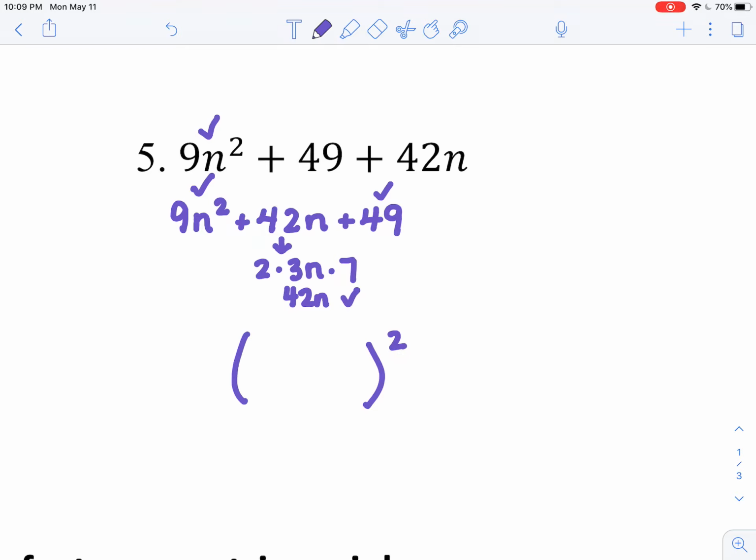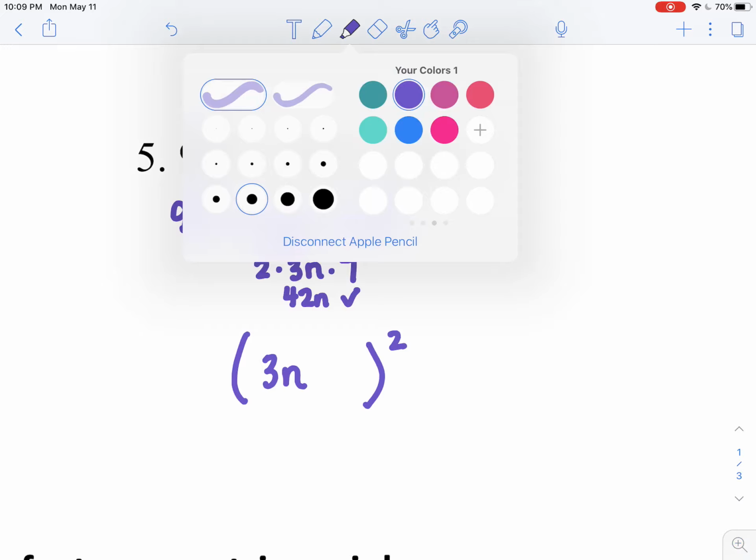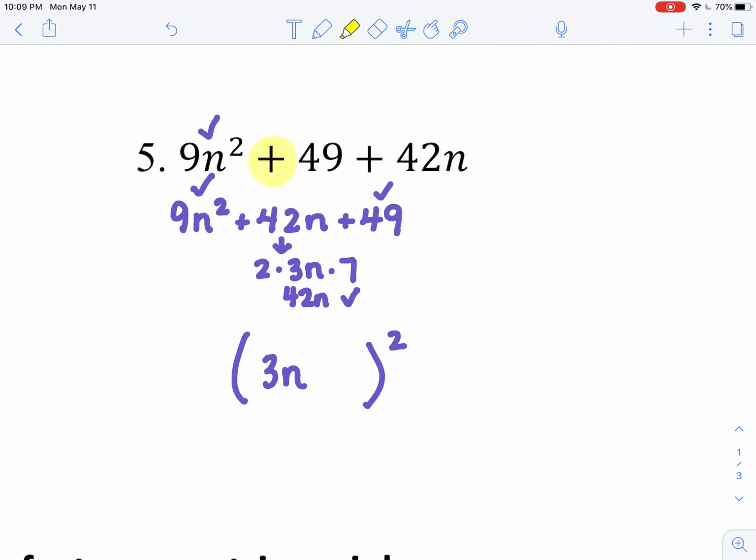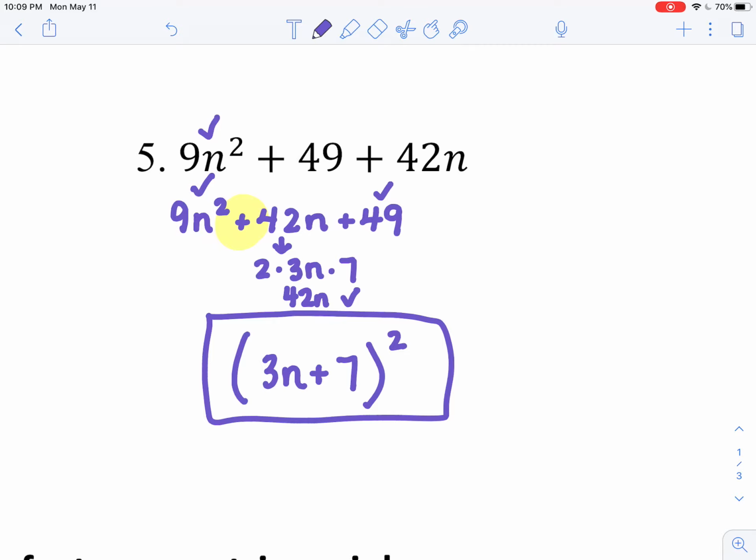We create one big parenthesis that gets squared. Inside, we put the square root of the first thing. That was 3n. The sign from the middle, which in this case was a plus, but that plus comes from the middle once we have descending order. And then the square root of the last term, which was 7.